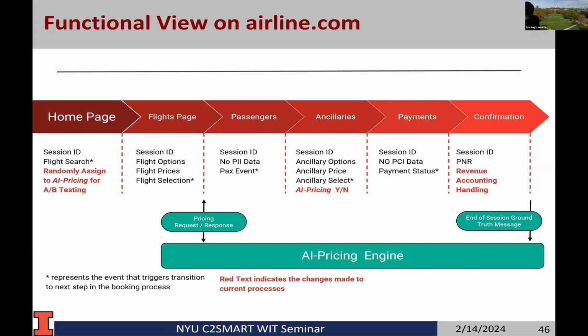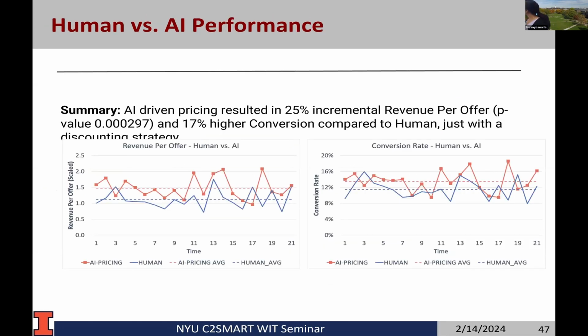And then we got that information, got the ground truth, and circled that back. And it resulted in 25% increased revenue per offer and 17% higher conversion. So it turned out that the airline made money without violating price. And at the same time, it was win-win for the passengers because whatever they wanted to purchase, they were offered something that they seemed to want to purchase. So these are measures of both airline satisfaction and customer satisfaction.